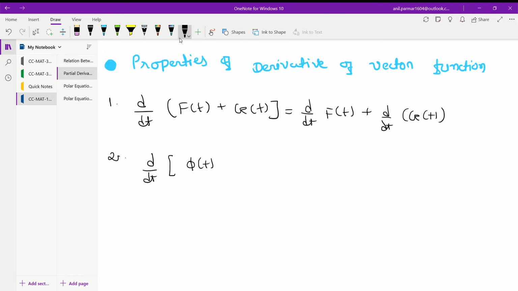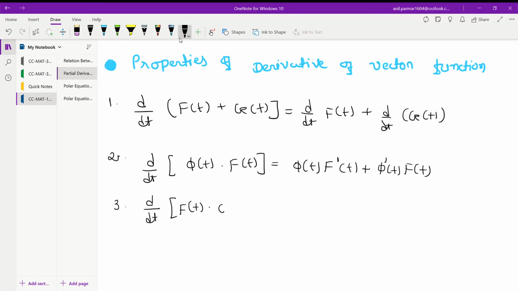phi of t એટલે સ્કેલર ફંક્શન છે into f of t એટલે વેક્ટર ફંક્શન છે તો phi of t as it is અને f નું ડેરિવેટિવ f of t plus phi of t, phi નું ડેરિવેટિવ into f of t as it is. થર્ડ વન શું થશે? બે ફંક્શન આપેલા છે, બંને વેક્ટર ફંક્શન છે એટલે કે f of t અને g of t. તો એ શું થશે? f dash of t into g of t plus g dash of t into f of t.